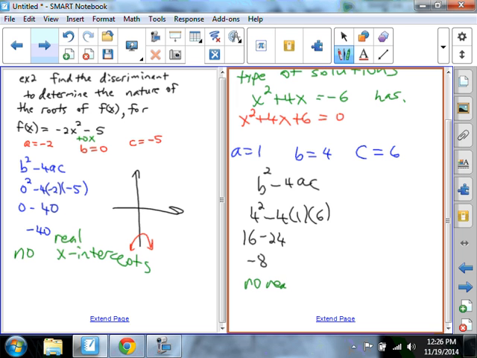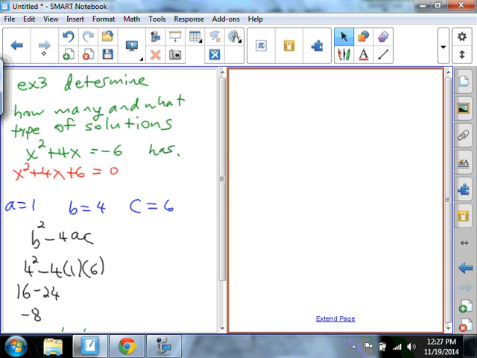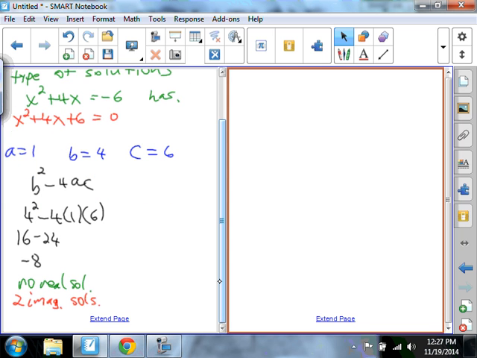No real solution. Are there two solutions, though? There are two imaginary solutions, right? So there are going to be two imaginary solutions. Do we need to try one more, or do we got the idea? I think we might want to try one more. Last one, I guarantee it.